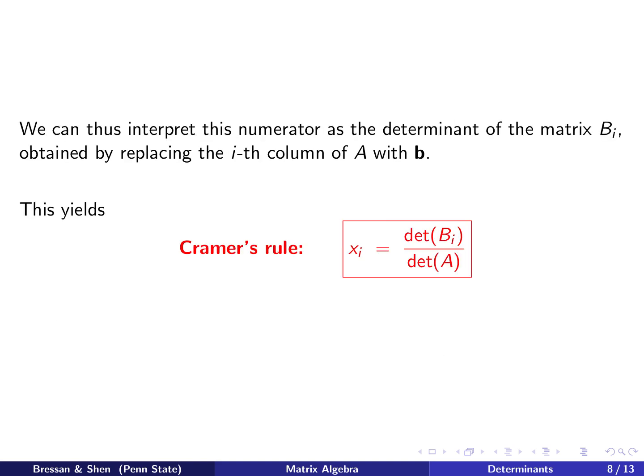And then we can interpret this numerator as the determinant of another matrix, let's call it B, which is obtained from matrix A by replacing the ith column of A with the right-hand side vector B. Then we have the famous Cramer's rule. Xi equals the determinant of Bi, where B carries an index i meaning which column is being replaced, over the determinant of A. And this ratio is the solution for xi.